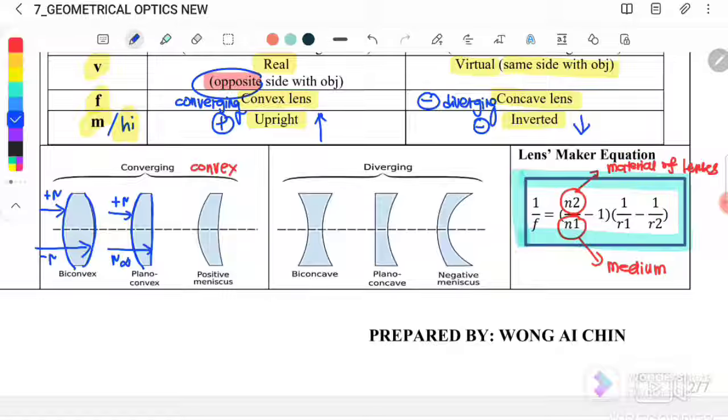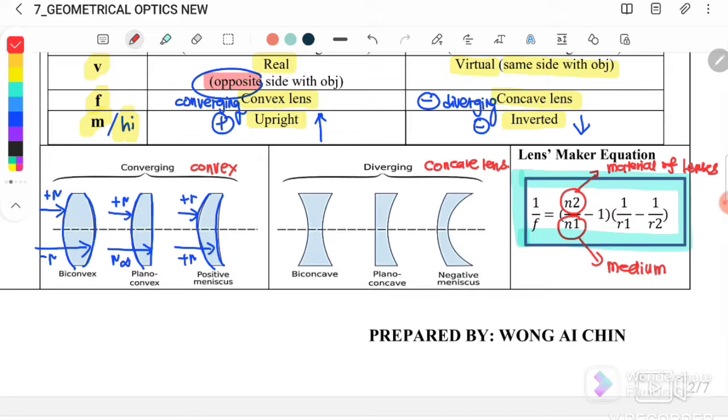Next is a positive meniscus, or we can call it convex meniscus. So this one is positive, and this part, the second surface, also is positive. Next we will refer to diverging. For this case, diverging is a concave lens.